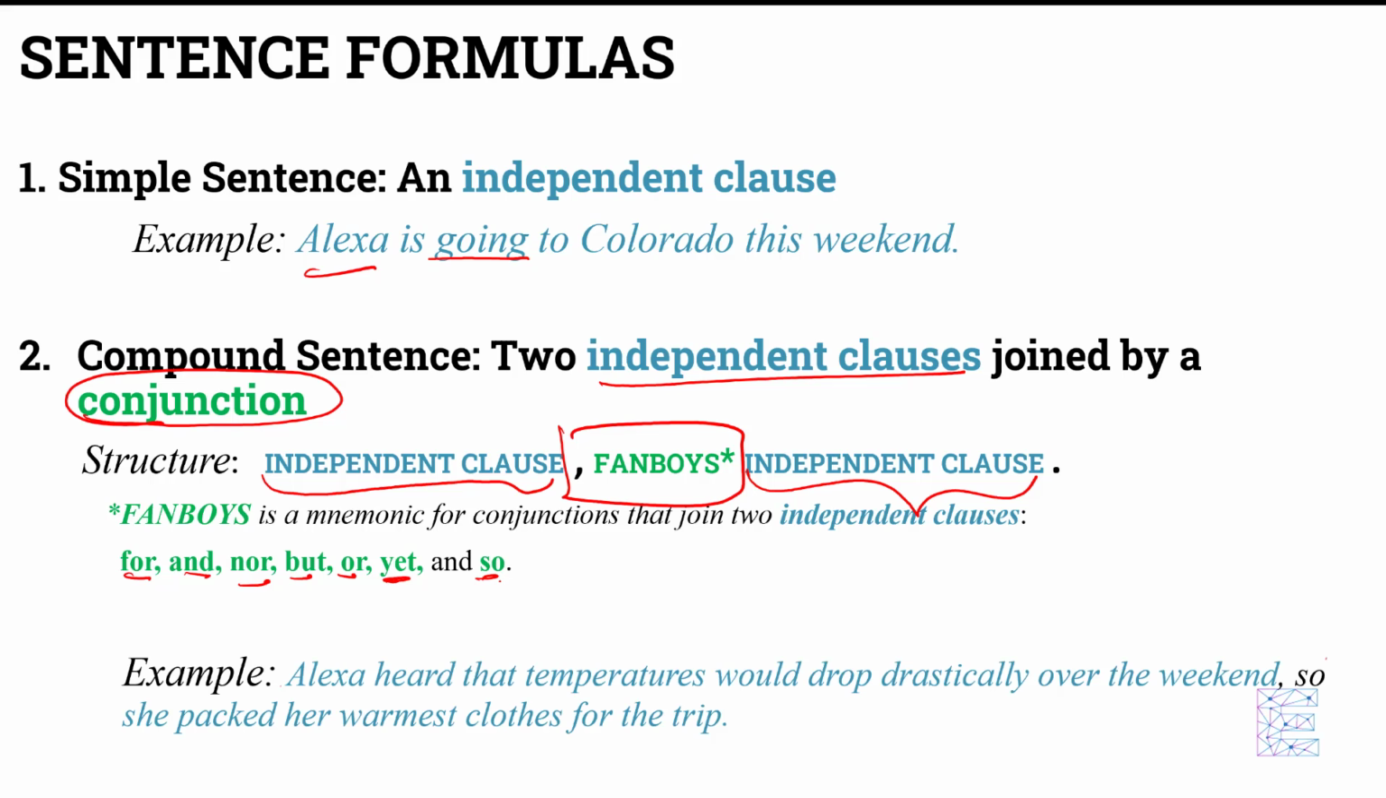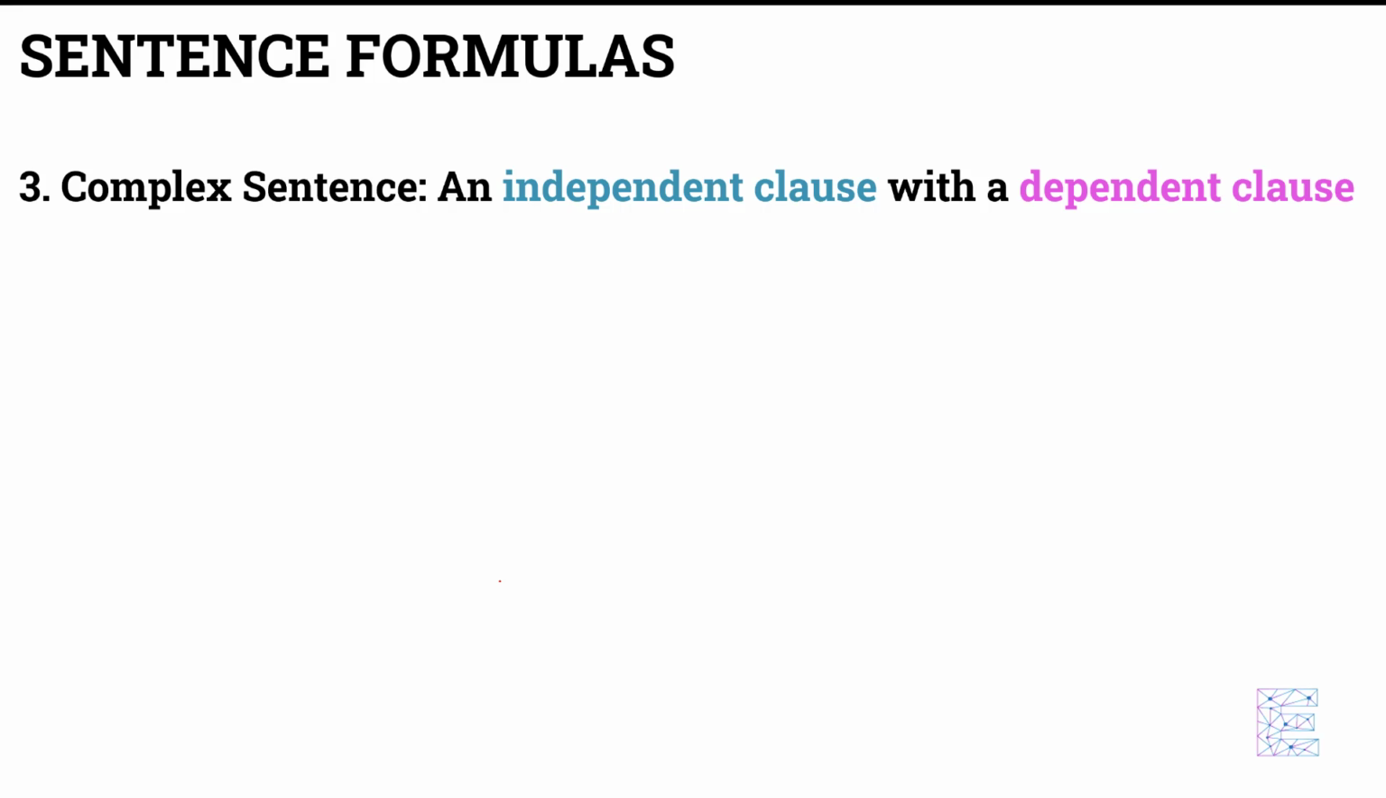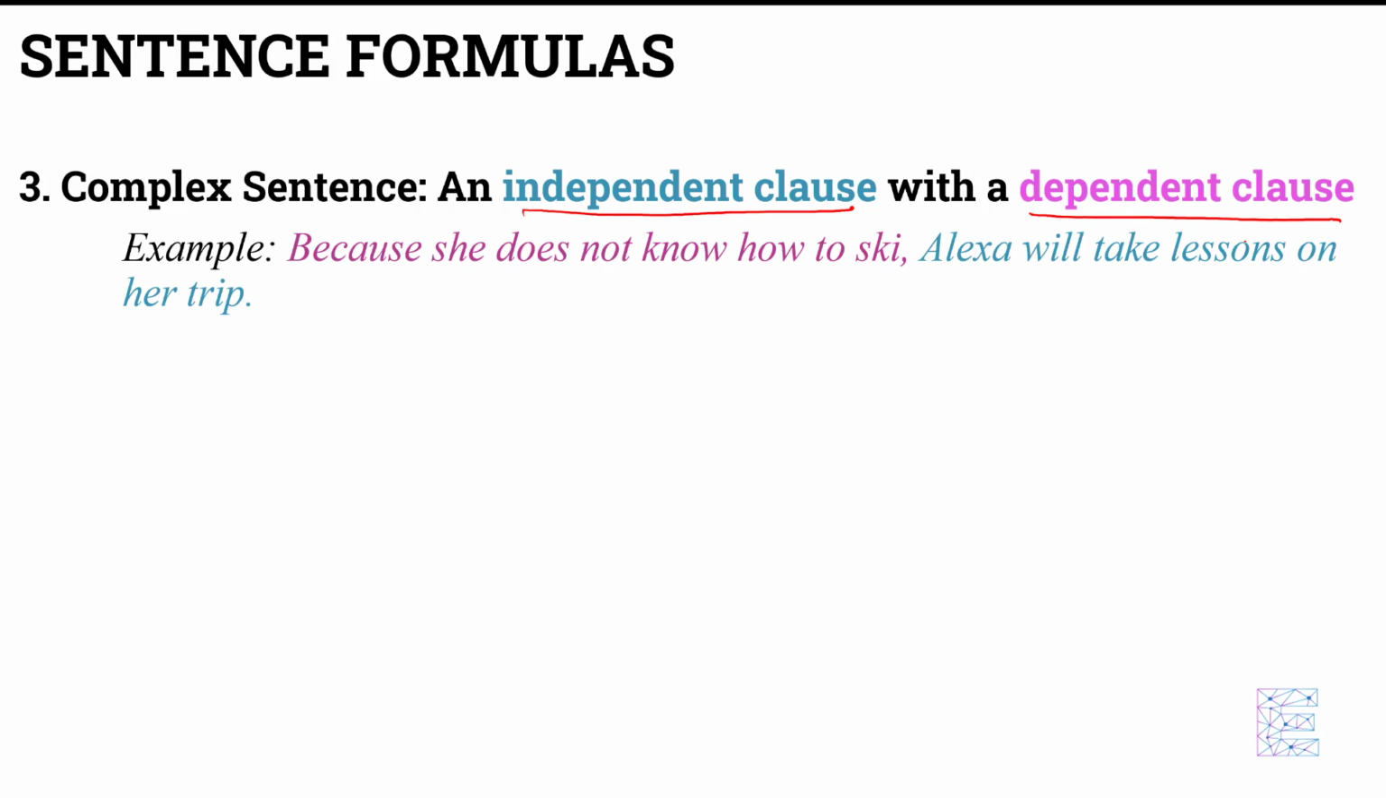The third sentence formula is a complex sentence, where you have an independent clause along with a dependent clause. So here's an example. Because she does not know how to ski. Again, the subordinating conjunction indicates that this part is dependent. Because she does not know how to ski, we have to complete it. Alexa will take lessons on our trip.